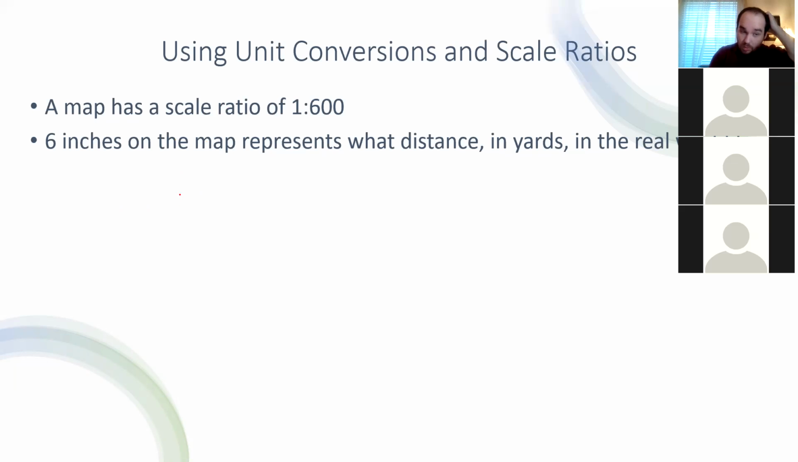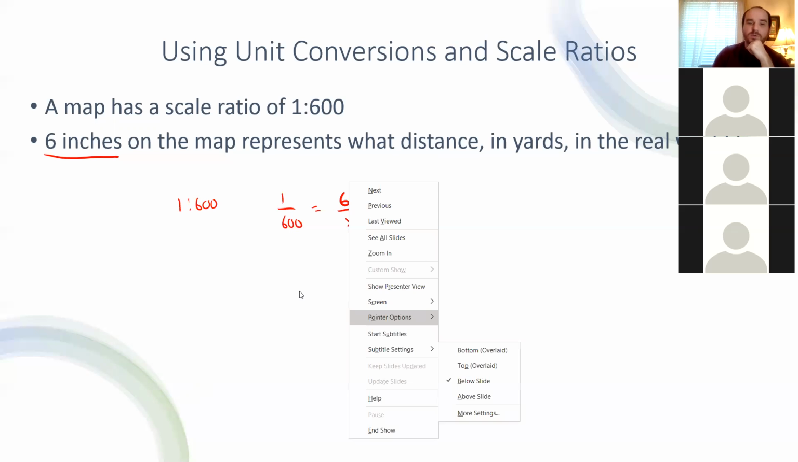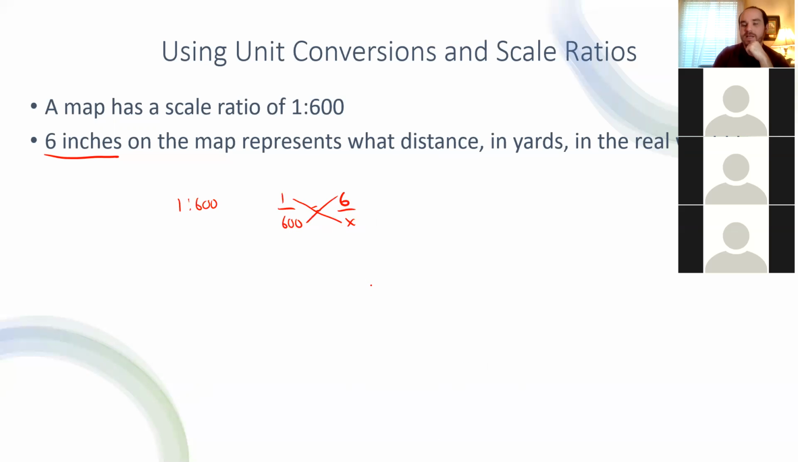So we have a scale of 1 to 600. First let's figure out how many inches we're going in the real world. We're at 1 to 600 and we have 6. So we can set 1 to 600, this is our ratio, equal to 6 over x. This is how we can solve this to figure out how many inches we have in the real world. In this case, since you're multiplying 1 by x when you cross multiply, you can just do 6 times 600. So x is going to equal 3,600 inches.